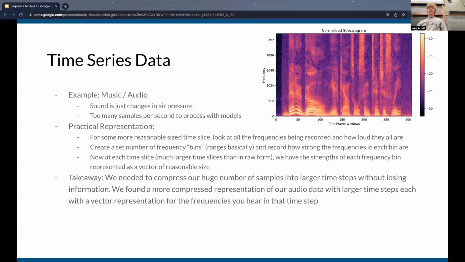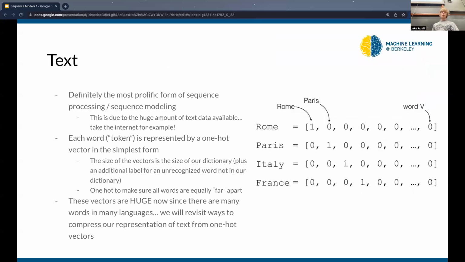And that's something we've talked about before too. How we represent data really does matter. And the same is very much true in time series data, which is what I wanted to get to. And then the last most common form of sequence data is text.